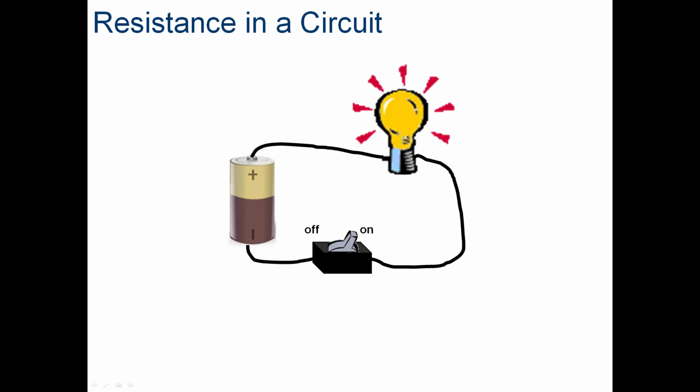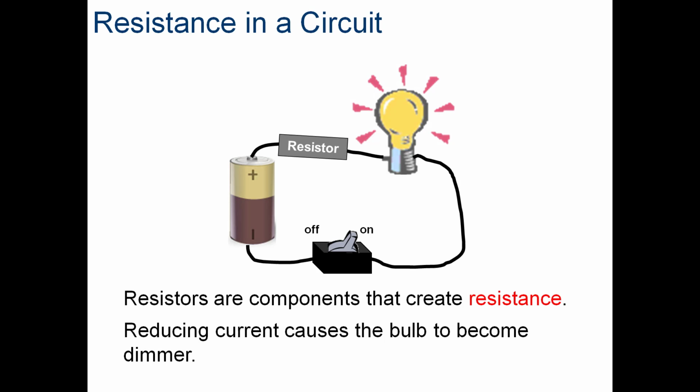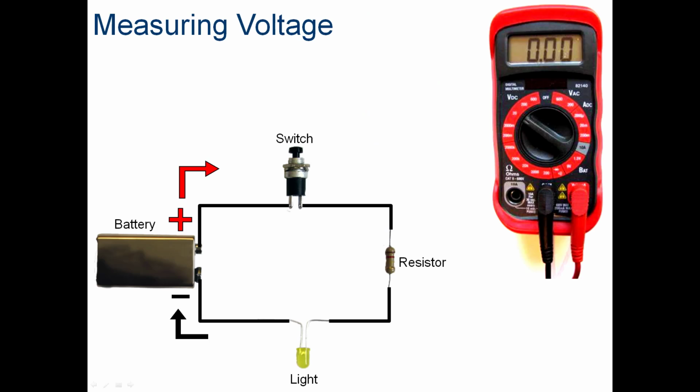So here I have my light bulb on, shining bright, and if I stick a resistor in line, that creates resistance, and what I'll see is my light will diminish. It will get less bright because there's less current flowing through it. Now we'll learn about how we mathematically compute that in our next lesson.